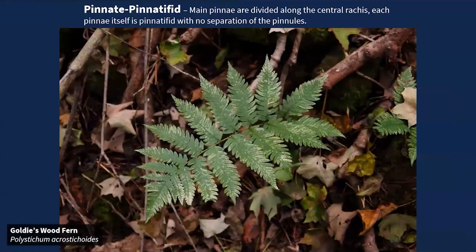Take it another step farther, and each of those pinnae are divided a little bit, but not completely separated. So in this case, there's a clear division along the central rachis, and then there's lobes after that, but it's not all the way divided down. That's called pinnate pinnatifid. And this just keeps going and going, but this is a Goldie's wood fern. You can see there's a clear first separation, but if you look close, that second separation is incomplete.